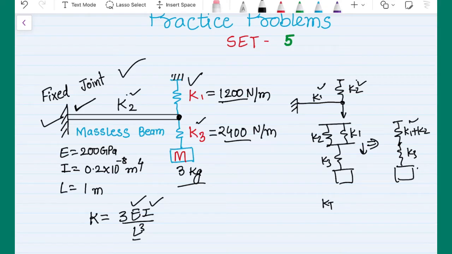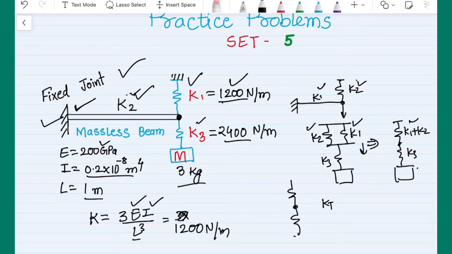So first calculate the stiffness of this beam. When I put all the values together, I will find that the stiffness is 1200 Newton per meter. So here this 1200 and this 1200 are in parallel. So 1200 and 1200 will become 2400. So my final system will become a 2400 Newton per meter spring connected again with a 2400 Newton per meter spring in series, and there is a mass.